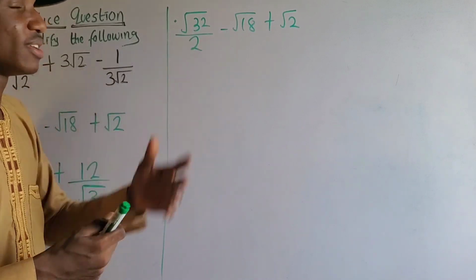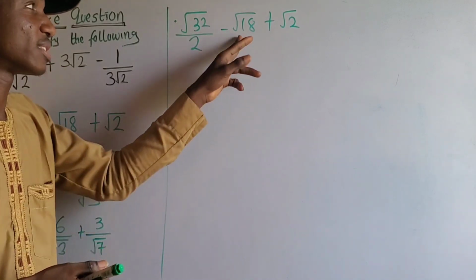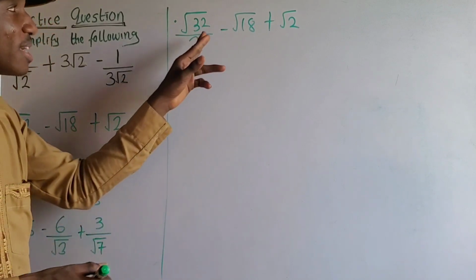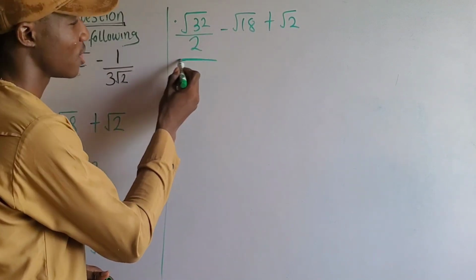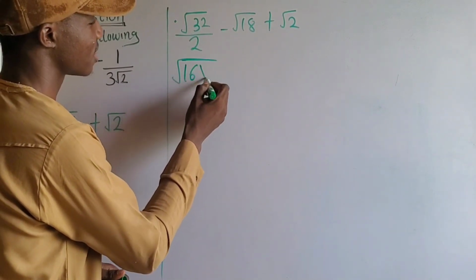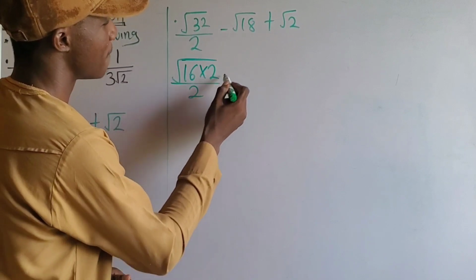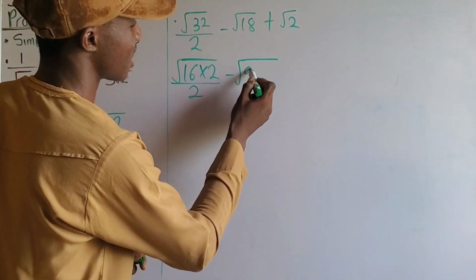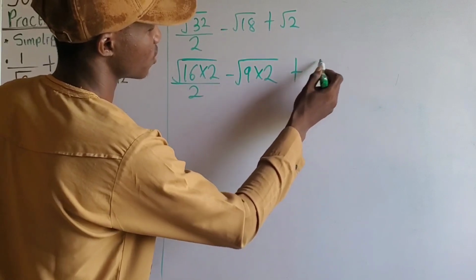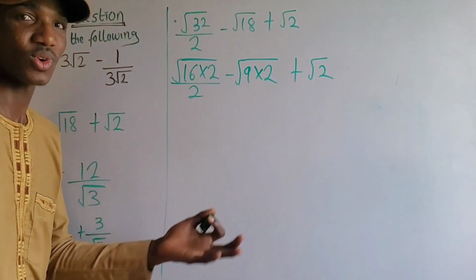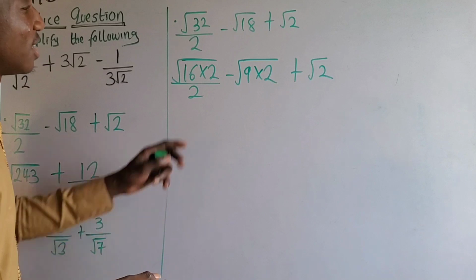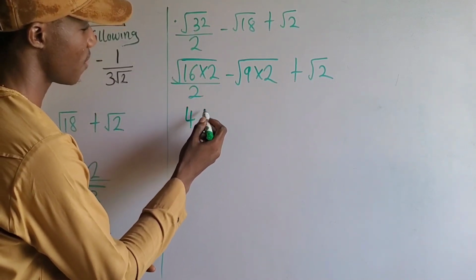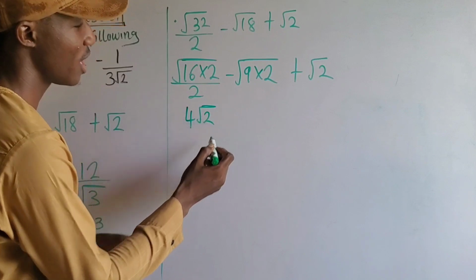Let's start. 9 times 2 will give us 18, while 16 times 2 will give us 32. So I can express 32 as this. Root of 32 can be written as root 16 times 2 over 2 minus, root 18 can be written as root 9 times 2, plus root 2. You can see how I got that. Root of 16 is what? 4. So I'm going to have 4 root 2. Do you know how I got 4 root 2?